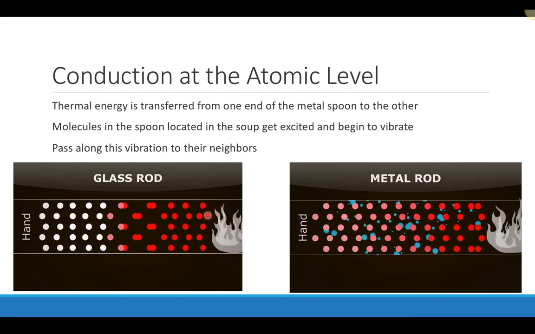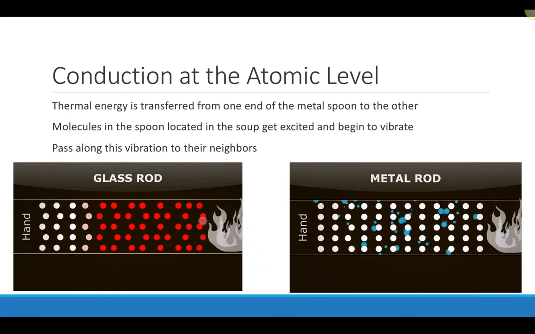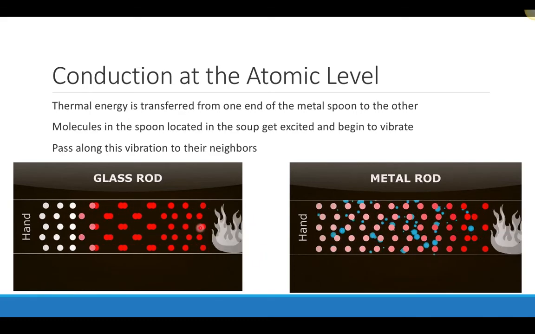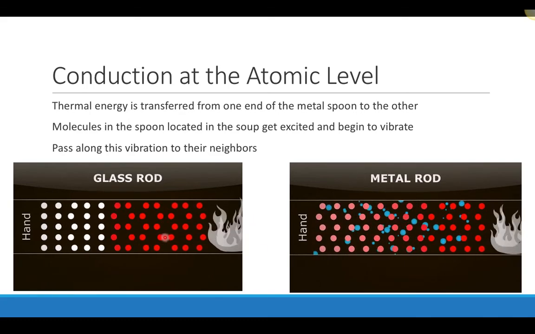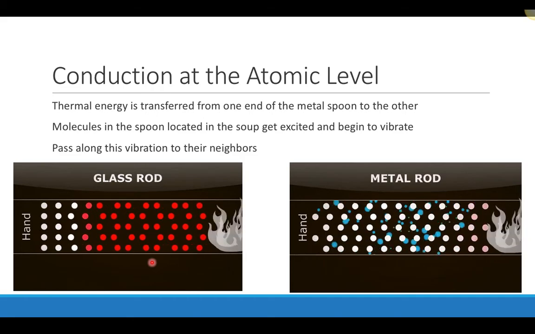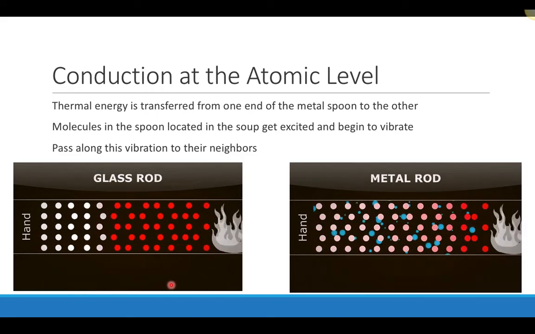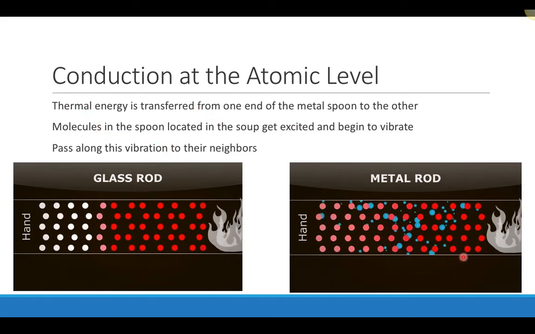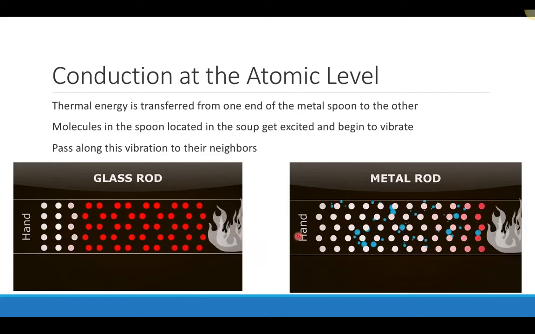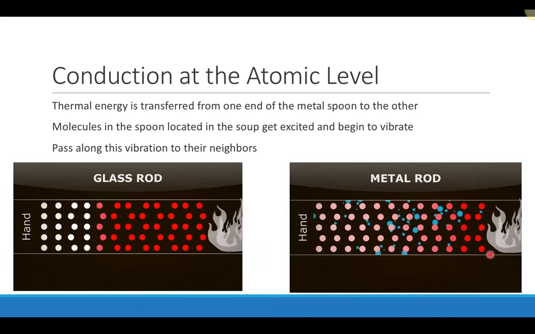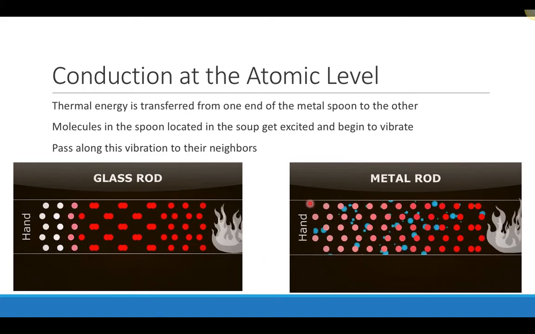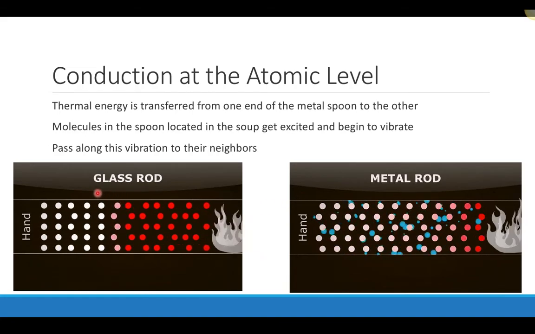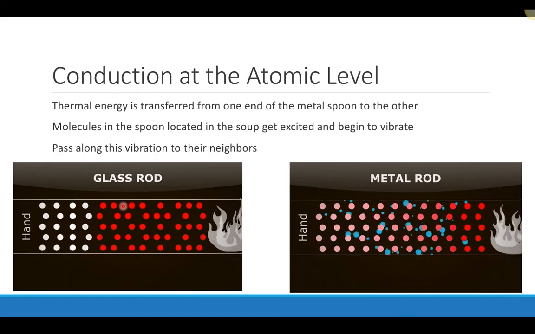On the other hand, the piece of glass does not have those free electrons, and so although the molecules do get excited and start to vibrate a little bit, it's harder for them to transfer that energy to their neighbors. So different materials will transfer energy at different rates. But the thing about conduction is that the energy is transferred through the material, and it's due to a temperature difference. One end of the metal is at a higher temperature than the other end, and so energy is transferred from the warmer end to the cooler end. It's the same thing with the glass rod, it's just not transferred as well.